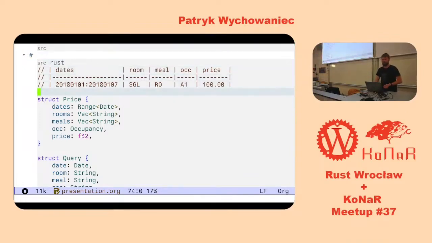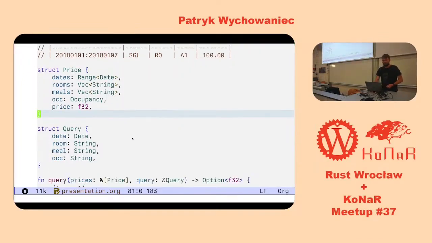So you have a struct that defines a single price. It's for some dates, some rooms. Well, it says room in here, but it can actually be comma separated, and it's important, and it will come back later. So we have dates, rooms, meals, occupancy, and the price. Obviously, in reality, price wouldn't actually be a float. It's not a float in our implementation, but for the purposes of the demo, I would say it's a float.